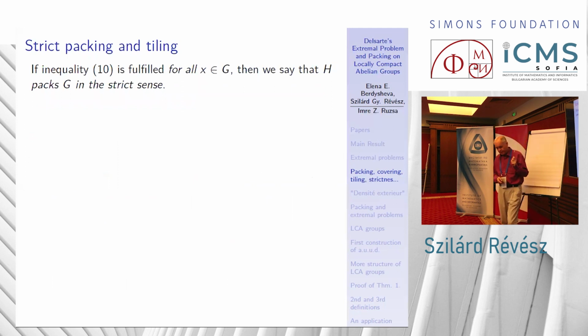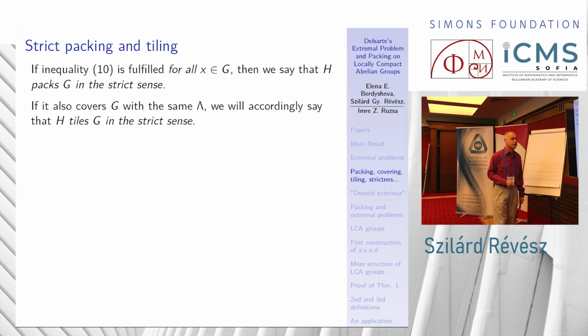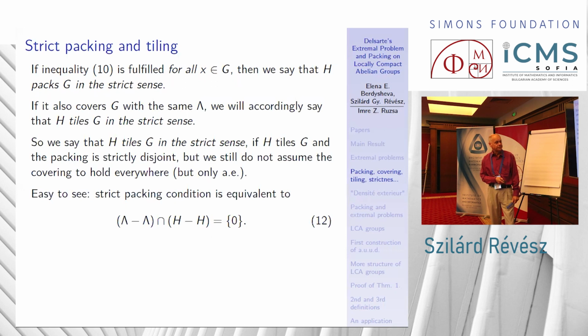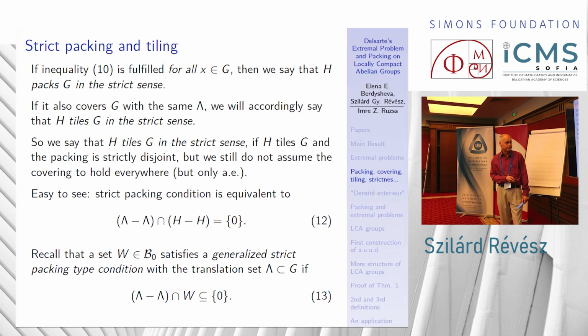But if we have strict packing, so strict disjointness, then we will use the term strict packing. And I will explain why we stick to strict packing. Also, the tiles will be called strict tiles if the packing is not necessarily required. Okay, so the strict packing condition was equivalent to this equality that we recall. And the generalized version of the strict packing condition was this, where instead of a difference set, an intersection.